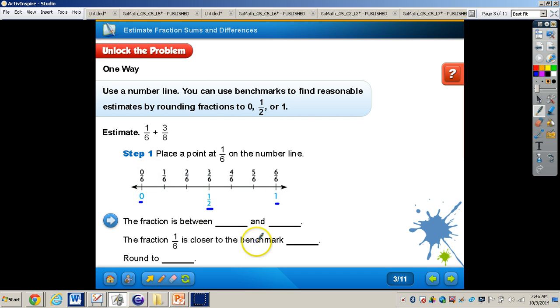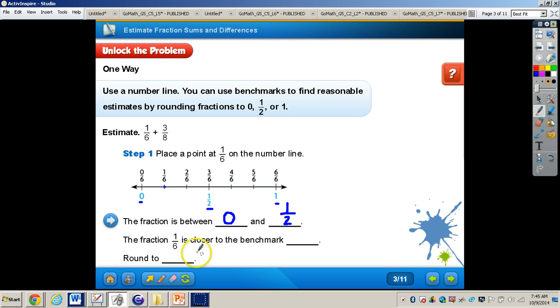Taking a look at this, we place a point at 1/6 on the number line. So that's the first thing that we would do. So 1/6. And we think about our benchmark fractions. I do want you to place that point right where I did on page 251. And it's important to think about, okay, the fraction is between 0 and 1/2. All right, so this is our thought process. Now, we know that it's between 0 and 1/2.